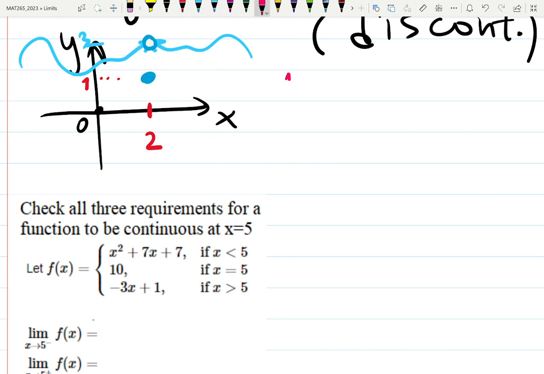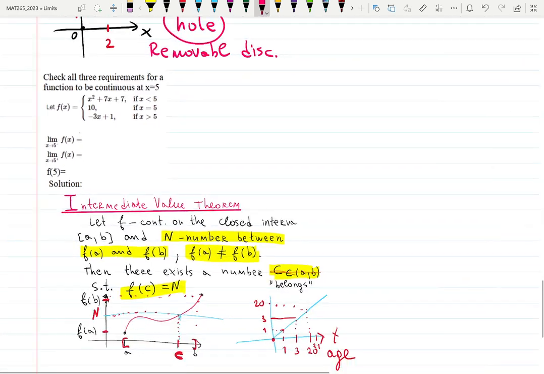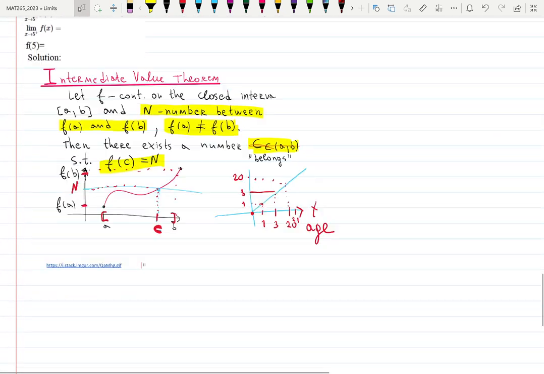So let's write it down. It is a hole. I like the name hole, short and easy to remember. This is the official name of the type of discontinuity called removable discontinuity. So now we're going to teach you how to remove it. So that means, let me move all of this. I'll just continue here.